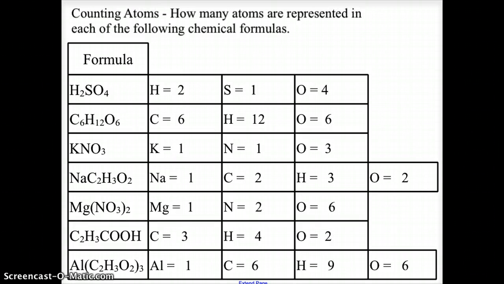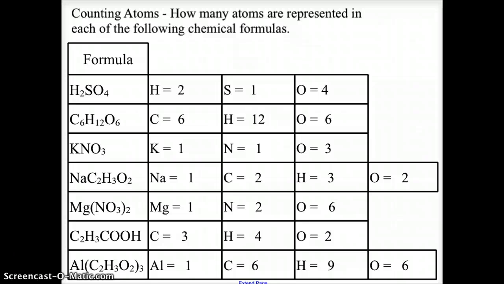So let's see how you did. So here we have H2SO4, sulfuric acid, and in this case we have 2 hydrogens, 1 sulfur, 4 oxygen. For C6H12O6, you should remember that from biology. That is glucose. So there are 6 carbon, 12 hydrogen, and 6 oxygen. KNO3, potassium nitrate, 1 potassium, 1 nitrogen, 3 oxygen.